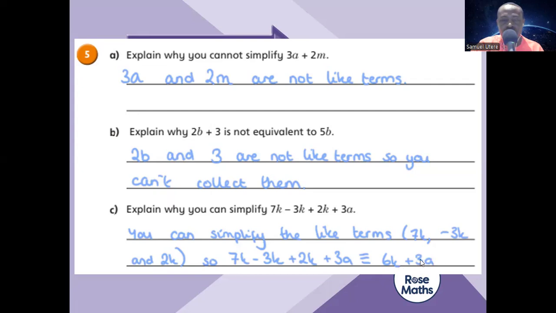Have you noticed we wouldn't be adding the 3a to the 6k? So when we simplify this, we have 7k minus 3k, which is 4k, plus 2k, which is 6k. That's why we have that there. And then plus 3a. We just leave it like that. You don't need to do anything to it. It's right, okay? Don't say, oh, why should it be like that? We cannot add them. They are not like terms.